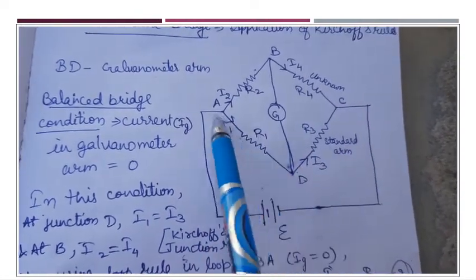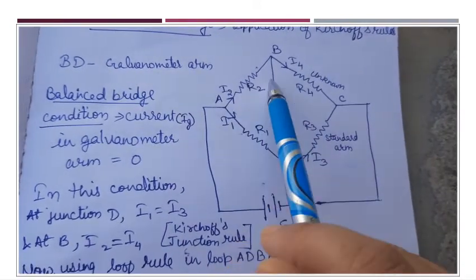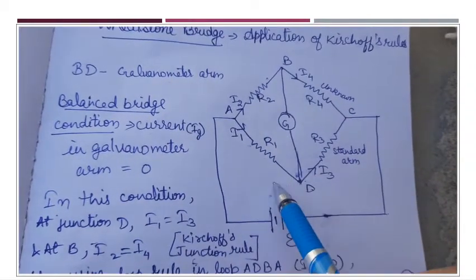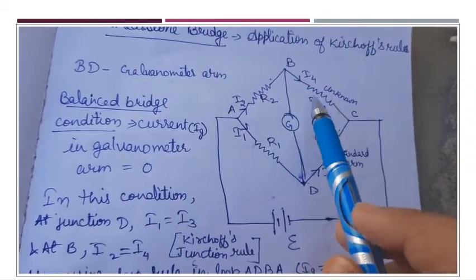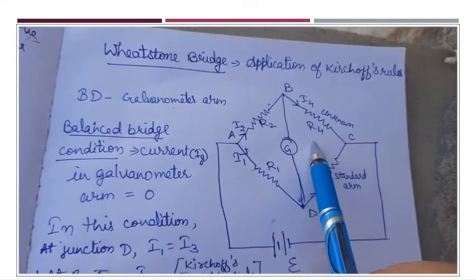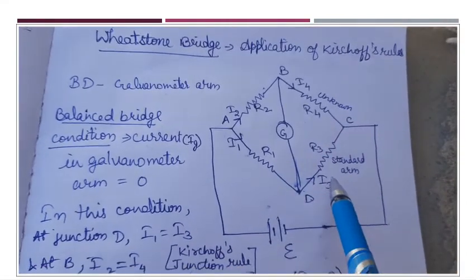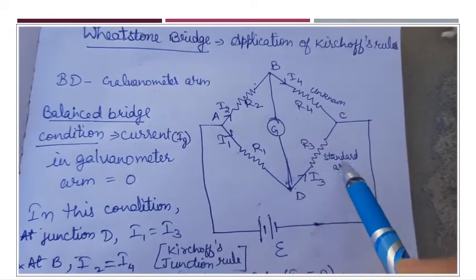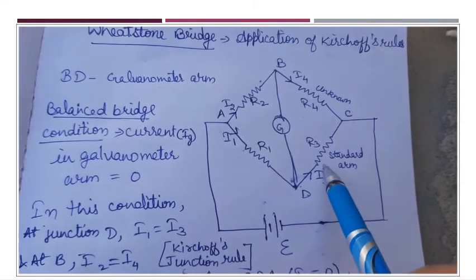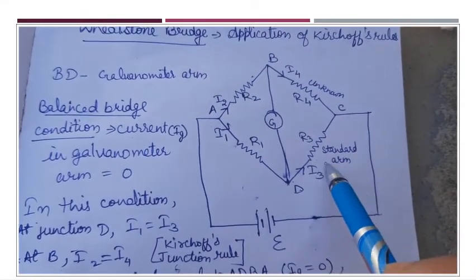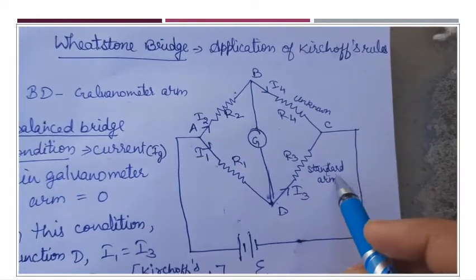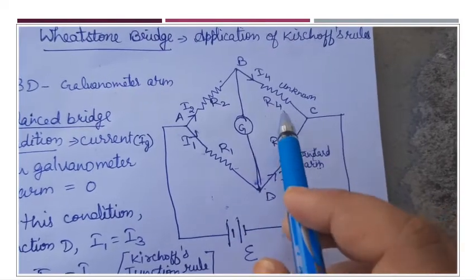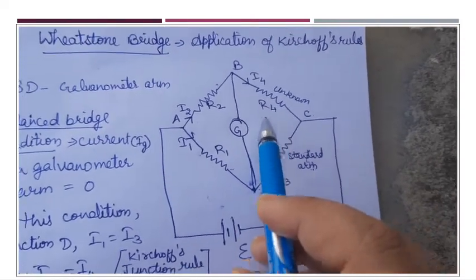There are four resistances taken and connected in this way as shown in the diagram. So the resistances R1, R2, R3 and R4. Here R4 is the unknown resistance which we need to determine. R3 is known as the standard arm. When we study the applications of Wheatstone Bridge, we will come to know what standard arm means. It's a fixed value of resistance. R1, R2 and R3 are three known resistances, while R4 is the unknown resistance.